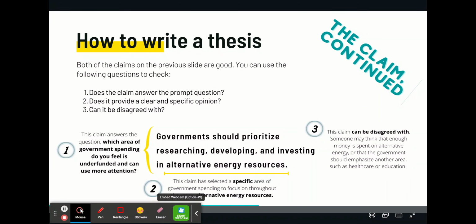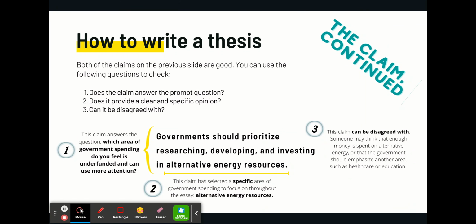Lastly, can it be disagreed with? It can be disagreed with. Some may think that enough money is spent on alternative energy or that the government should emphasize another area such as healthcare or education. So all in all, this is a really great start to your thesis statement.